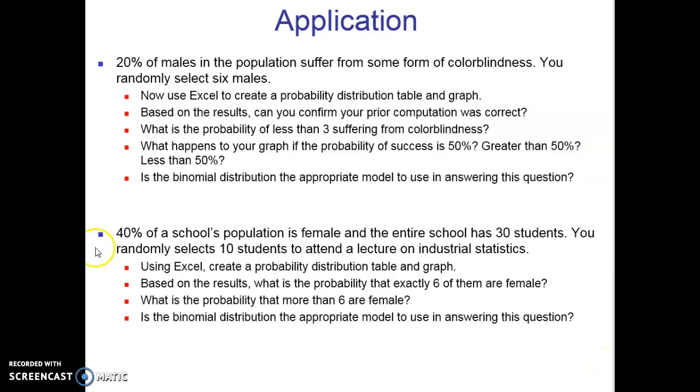Let's read through it. It says 40% of a school's population is female and the entire school has 30 students. You randomly select 10 students to attend a lecture on industrial statistics. Using Excel, create a probability distribution table and graph. Based on the results, what is the probability that exactly 6 of them are female? What is the probability that more than 6 are female? Well, we did this with the binomial and then realized it's not right. So let's use the right one.